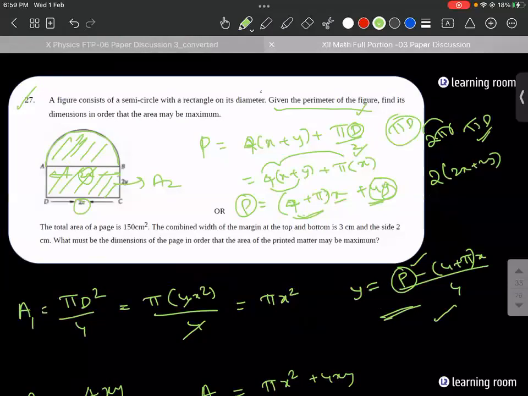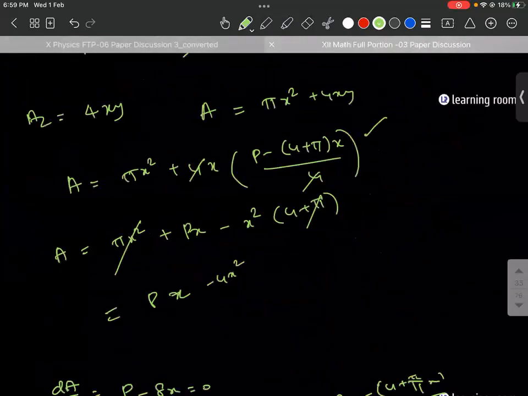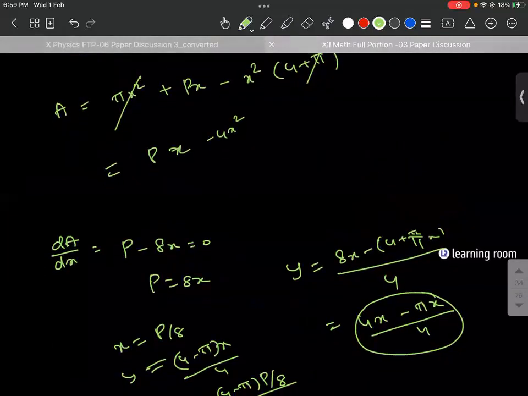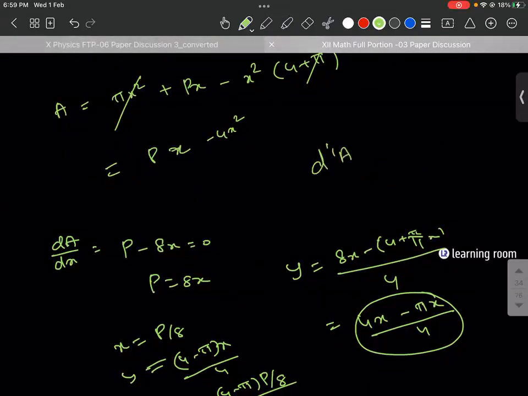Did anyone do the next one? Sir, second derivative, if we do, you'll get -8. Yes, sir. Maximum. Yes, sir. It is less than 0.